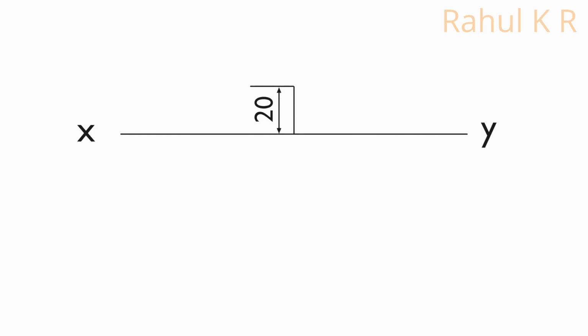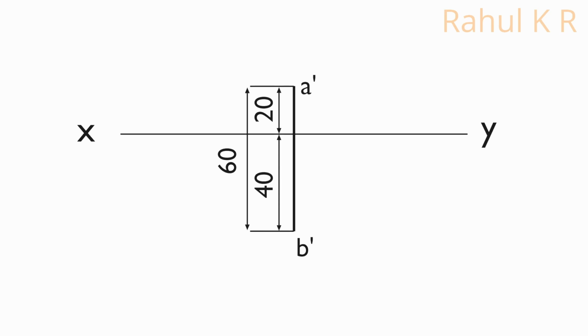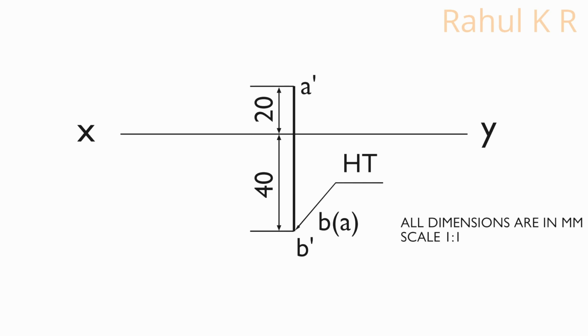To draw the projection, first draw a thin horizontal line, mark XY. From XY line, mark A dash 20 mm above the XY line. Draw a thick line from A dash towards the bottom, perpendicular to the XY line at a length of 60 mm. Mark B dash. In the same line from XY, mark the top view 40 mm below the XY line. Mark HT on the same point. Mark the dimension. This is the completed projection.